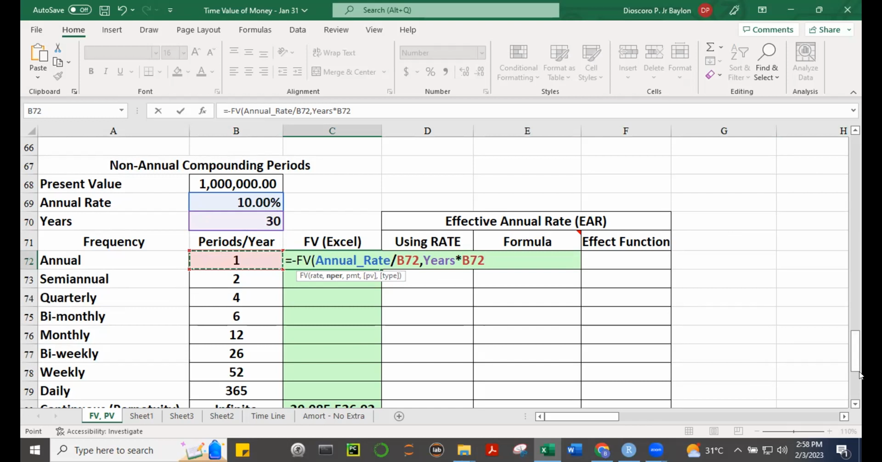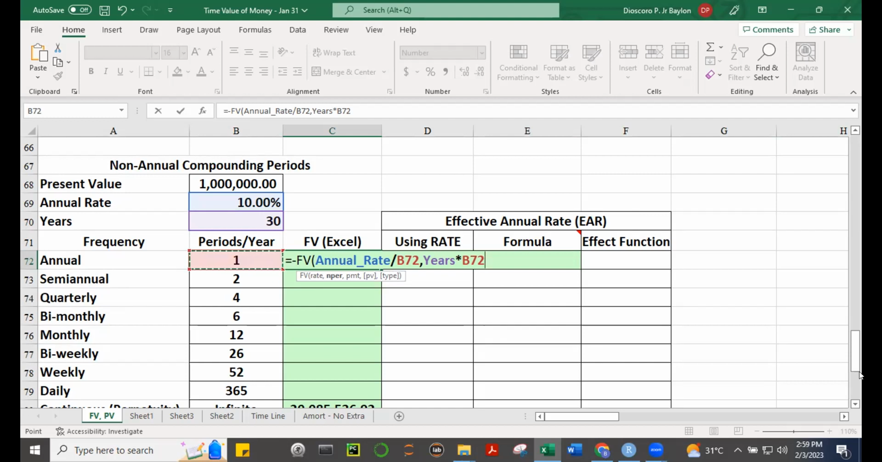So when we copy this down, it will still be years. The years is 30, and multiply that by 2 with the semi-annual. So that's 30 times 2, 60 periods. Why 60 periods? Because semi-annual is 2 times a year. If you have 30 years, how many periods will be the computation of the interest? It will be 60 periods.